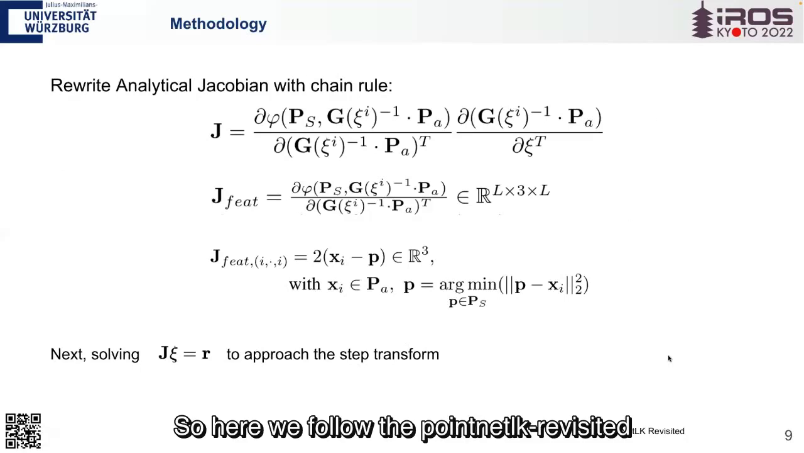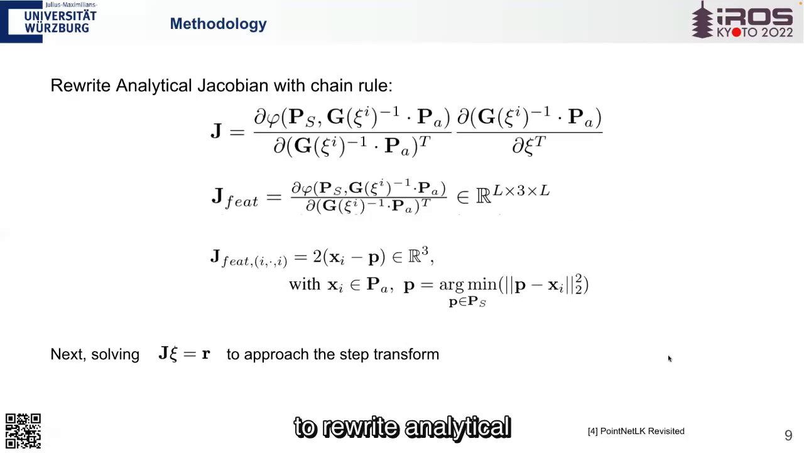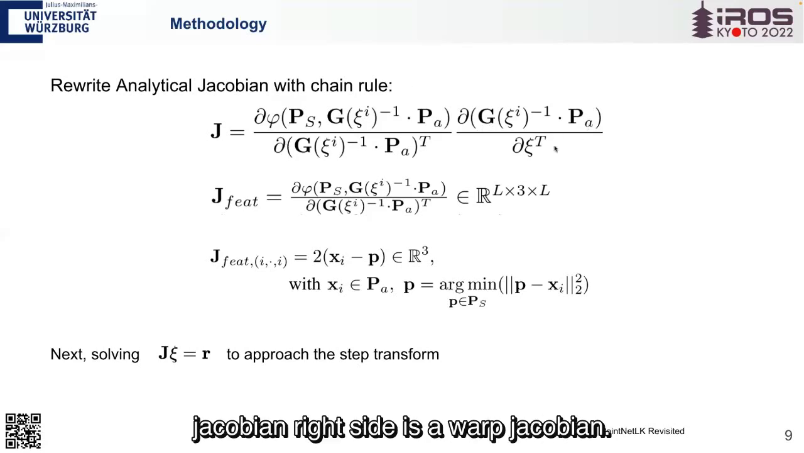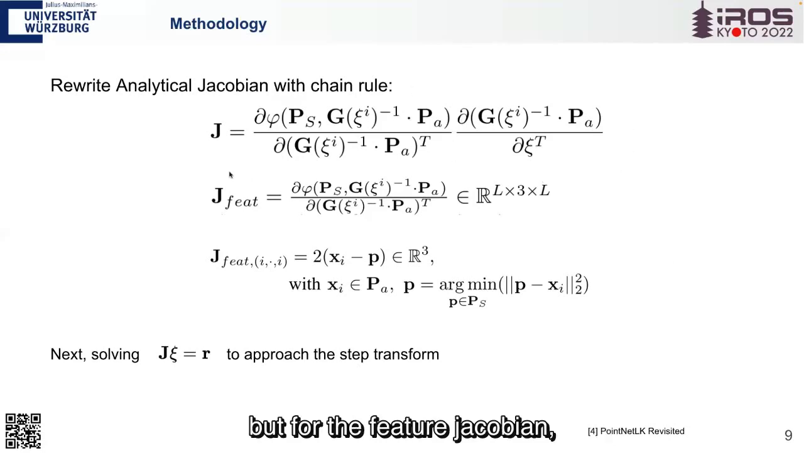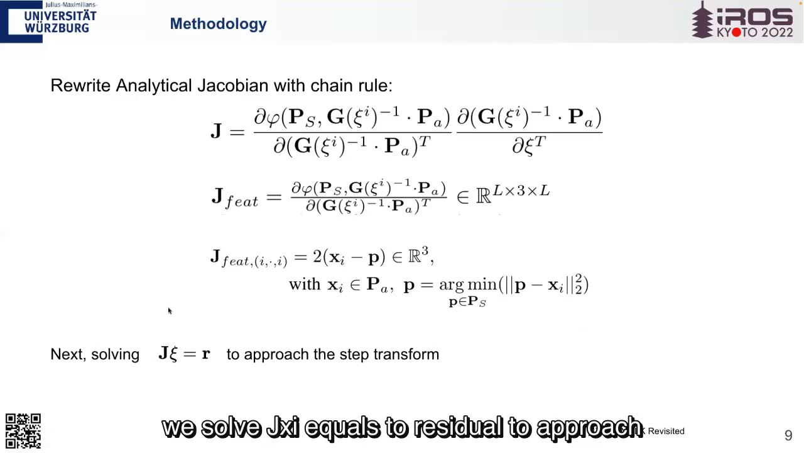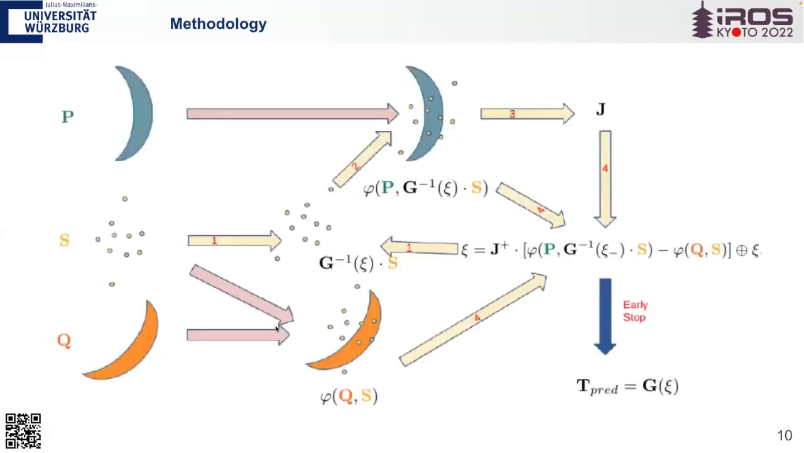Here we follow the PointNetLK revisit to rewrite the analytical Jacobian with a chain rule. On the left side is a feature Jacobian, on the right side is a warp Jacobian. The warp Jacobian can be easily written, but for the feature Jacobian, we basically only have values on the diagonal, which is like this. Next, we solve J ξ equals the residual to approach the step transform.